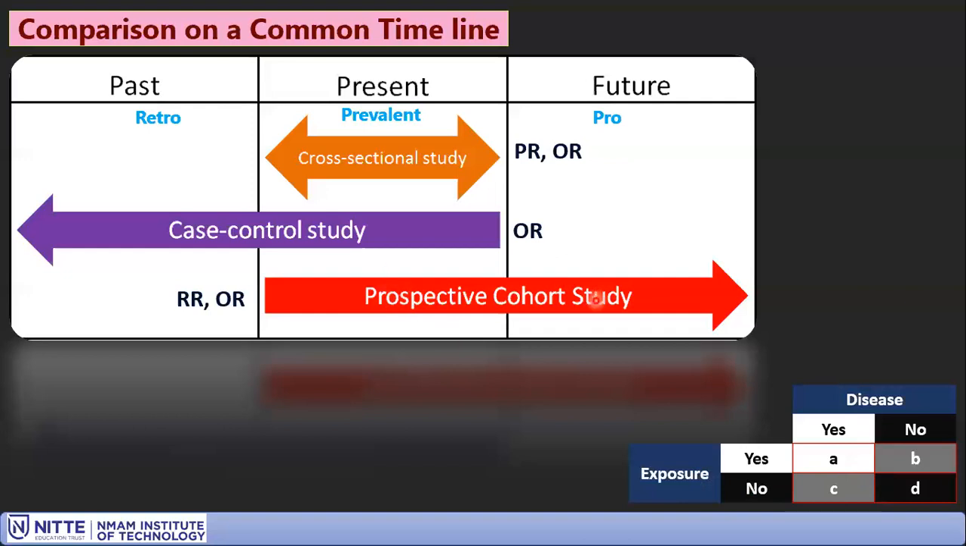Whereas in the prospective cohort study designs, this is in the forward direction, horizontal direction first. That is, you will be asking the question exposure yes or no. So you will be making two cohorts, cohort 1 and cohort 2. Cohort 1 is exposure yes, the exposed group. Cohort 2 is exposure no, the unexposed group. Then you will follow them over time to see whether they end up with the disease or not. In the exposed group, you will be identifying whether they undergo the disease or not.